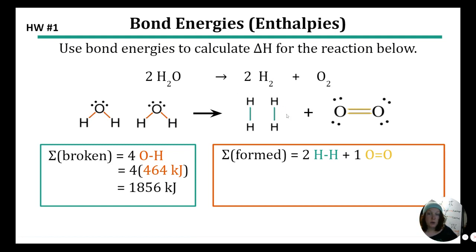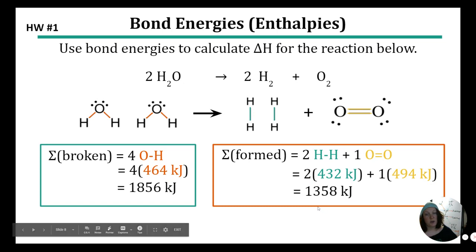Okay, so if you look for our bonds that have been formed, our products, we've got an HH bond, and we've got 2 of them, right? And then we also have 1 double bond between 2 oxygens. Okay, so the values for those on our table are 432 kilojoules and 494 kilojoules. We're going to go ahead and multiply each of those values by the number of moles of each, and then add the totals together to get us 1,358 kilojoules.